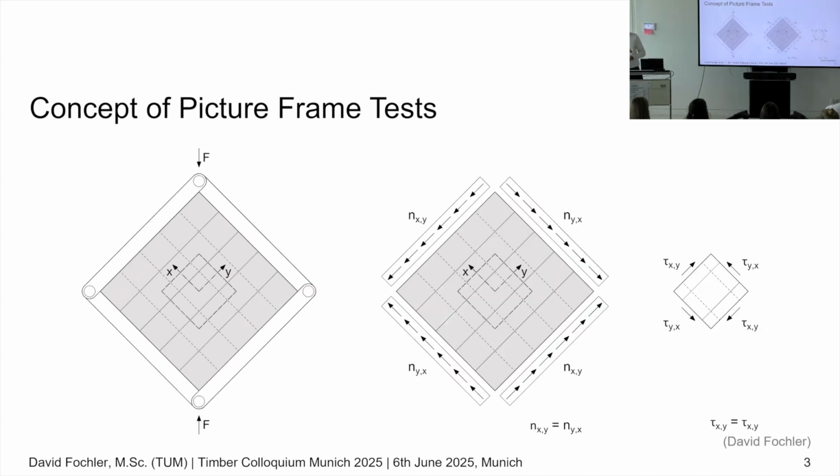This is why picture frame tests already exist as a testing method, so that's nothing new. The idea behind it is to use a hinged steel frame. You see it here. And this frame transfers the compression load into a load that's linear to the edge of the test specimen. Because of that, the resulting in-plane shear stress would be pure and without any compression. So that's the state we want.